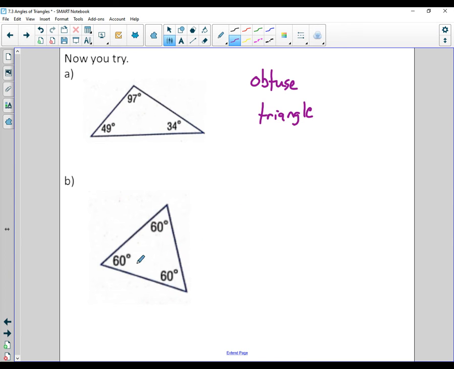Right, and then this one, all of them are 60 degrees, all of them are the same angle, or it's equiangular. So we have an equiangular triangle.